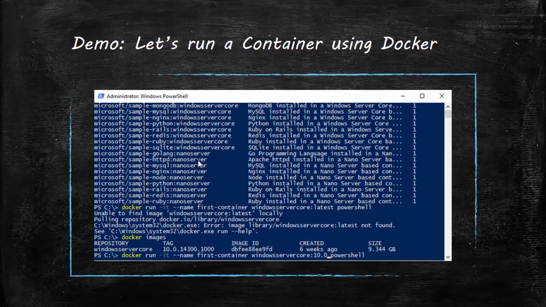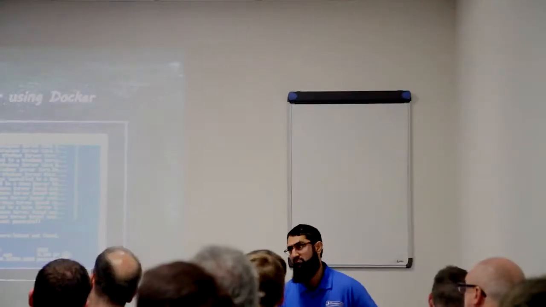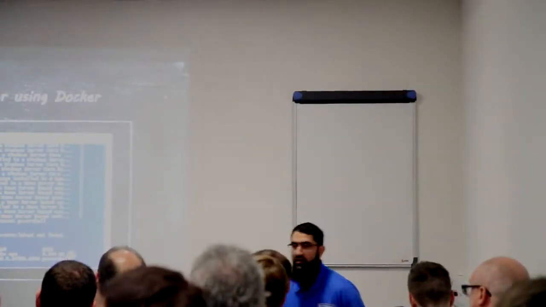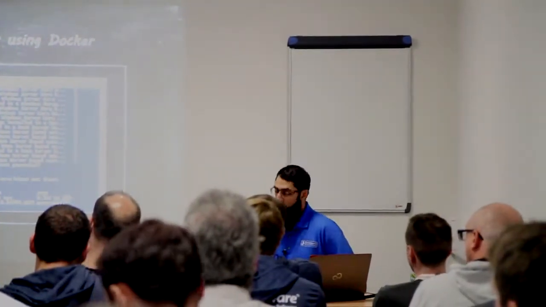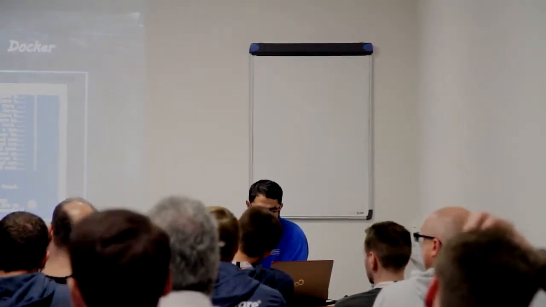So now I need to redefine the base image and say it's Windows Server Core 10.0.14.1430 and 1000. So that's now going to run. Now you can see here Windows Server Core, the base size of that container is nearly 10 gigabytes. That is quite a lot. If it was a Nano Server, it would be a few hundred megabytes. I haven't got any Nano Server demos because Nano Server is a little bit tricky to set up right now. So they're all Windows Server Core demos right now.